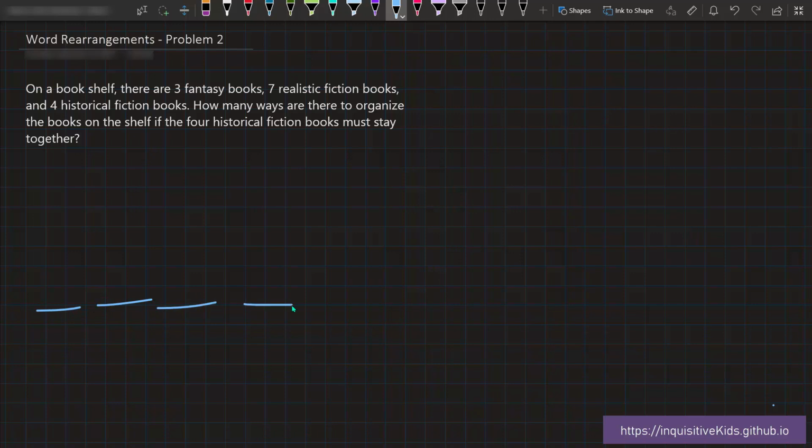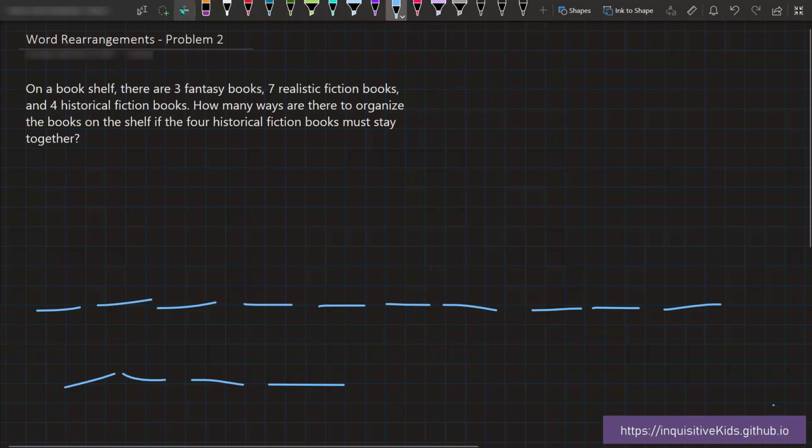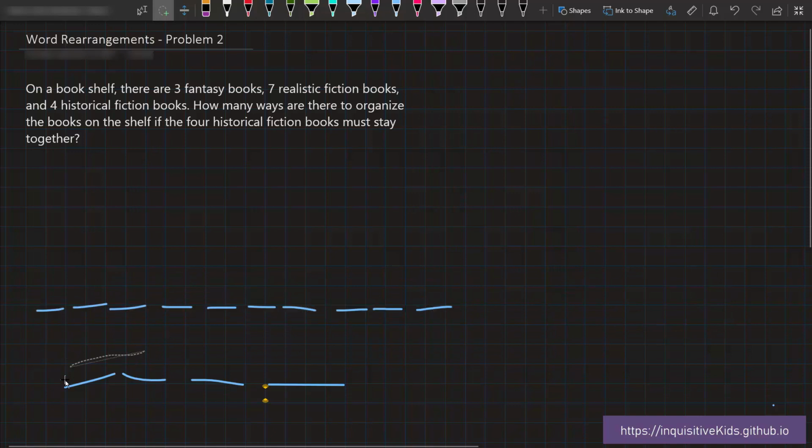Let me quickly draw 14 lines. So 1, 2, 3, 4, 5, 6, 7, 8, 9, 10, 11, 12, 13, 14. Pretend that these are on the same row. Actually, I'll just shrink this. Okay. So after we have our 14 slots, we're trying to figure out how we can organize these 14 books onto these slots.